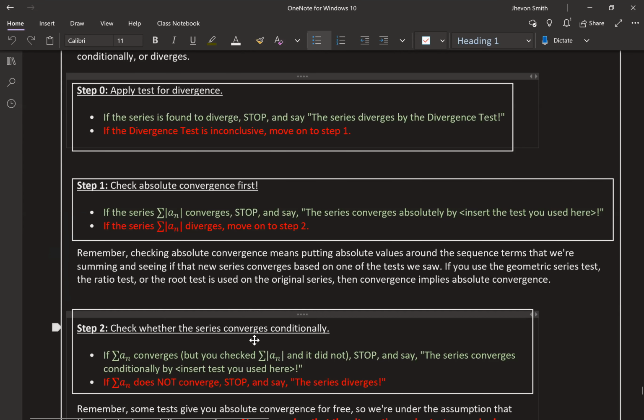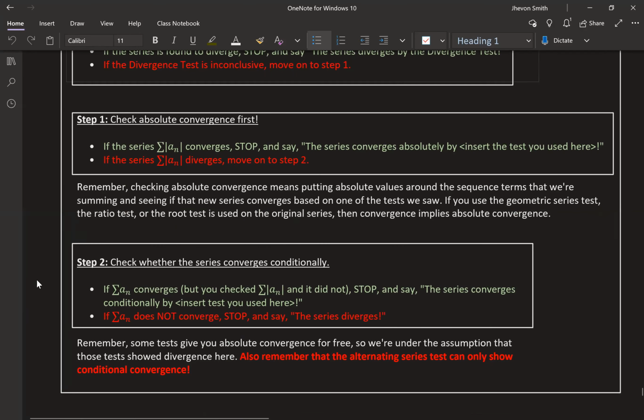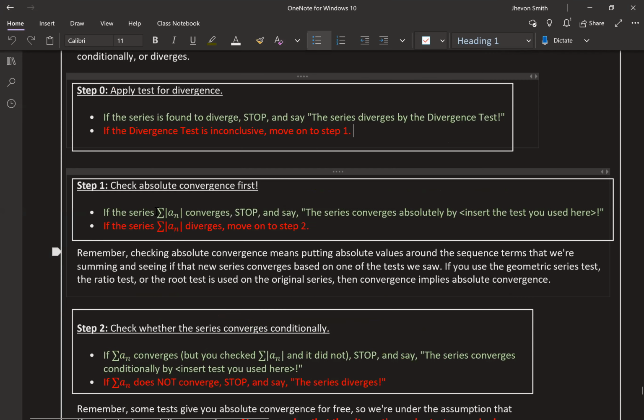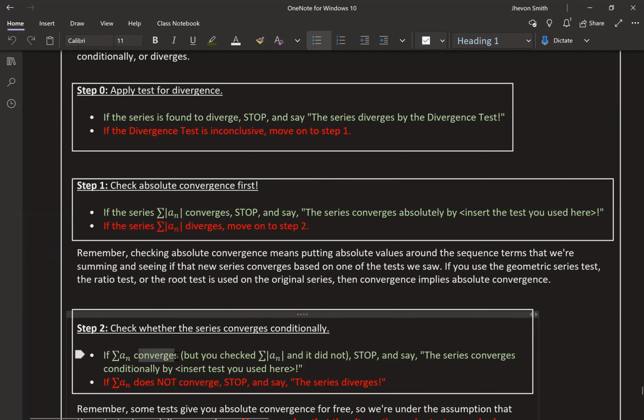Step 2 says check conditional convergence, meaning take away the absolute values and check the series in its original form. Does that guy converge? If the answer is yes, then you say it converges conditionally. If the answer is no, then you say it diverges. Now, of course, when you're checking if the series converges, that's where you use the strategy that I mentioned earlier. Does it look like a special form? Can I integrate it easily?